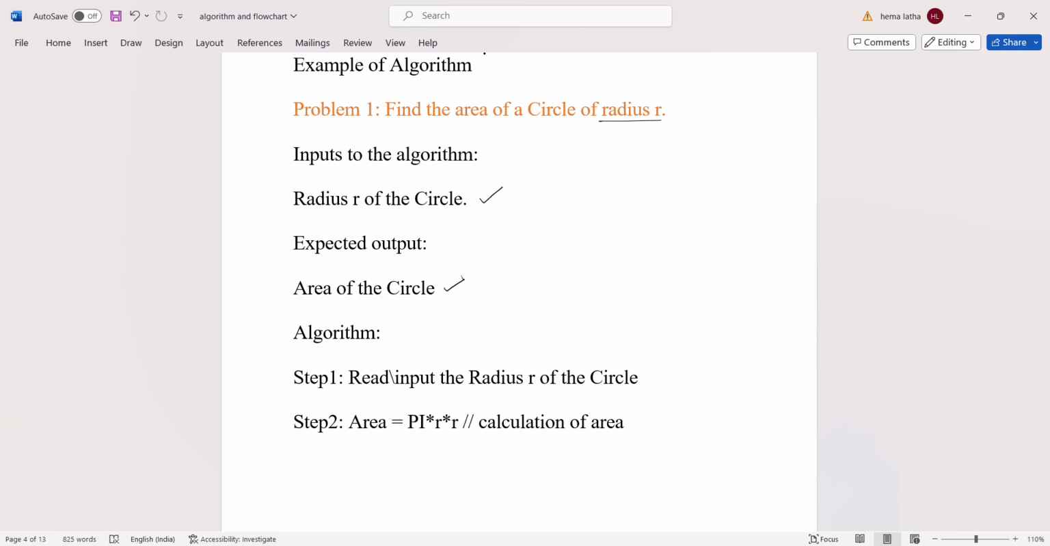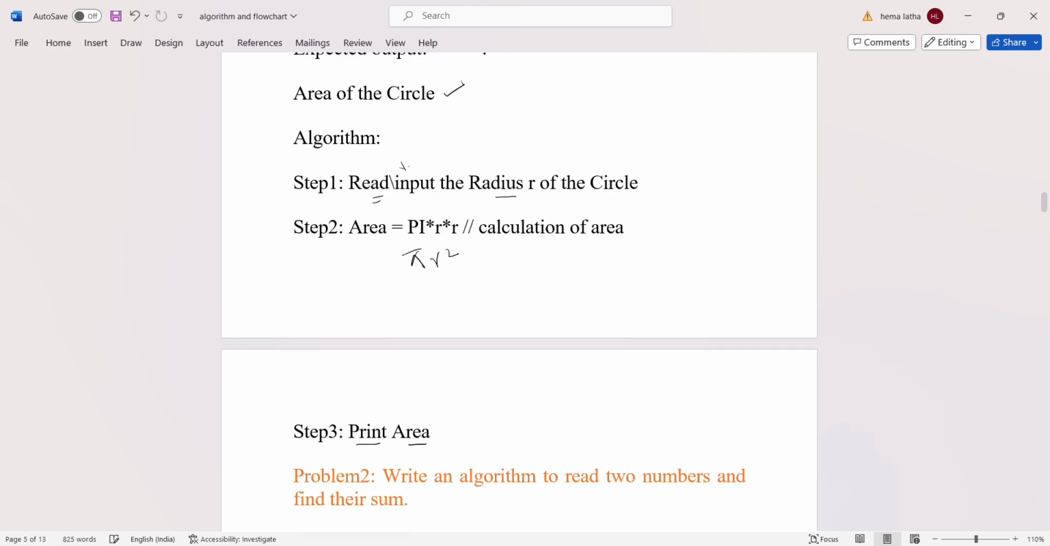First step, read, in the sense giving input. For input we use the term read. So input the radius r of the circle. We have to give the r value. And what is the formula for area? Area is equal to pi into r square. Pi r square is the formula. So second step, the calculation is done: area is equal to pi into r into r. Third step is print area. This is the output part, this is the input part, and this is the processing part.